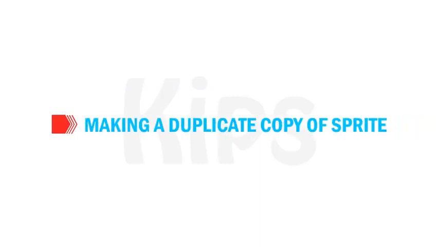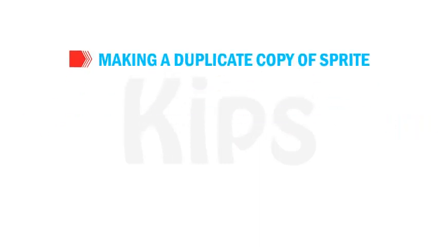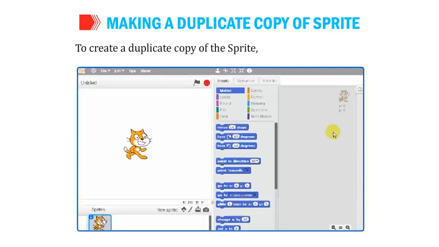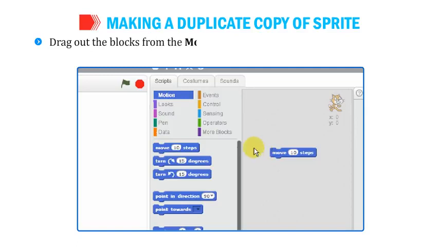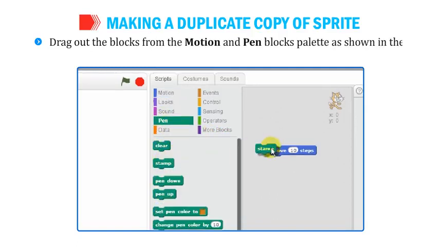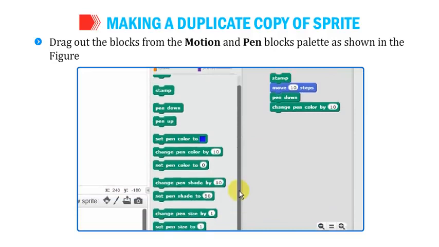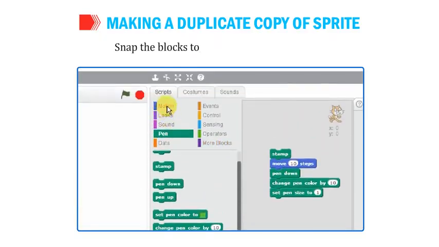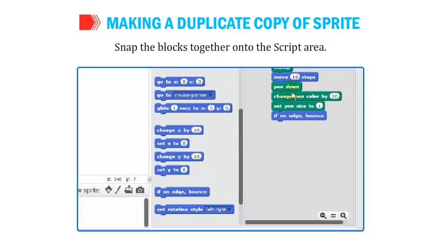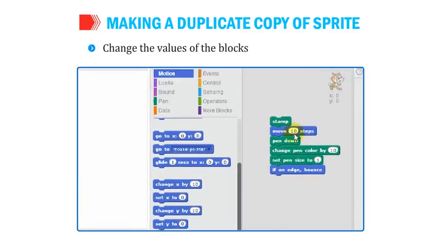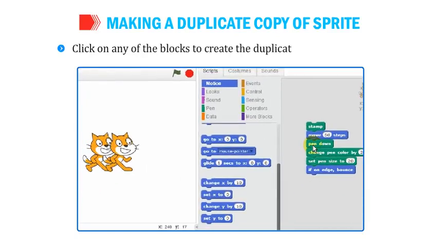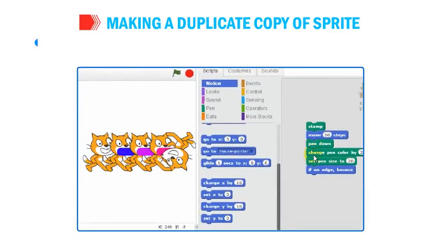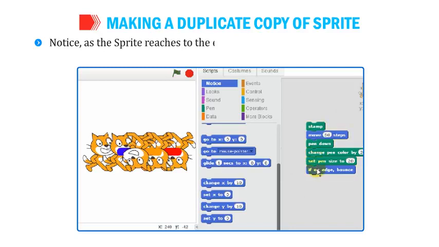Let's quickly learn about making a duplicate copy of sprite. To create a duplicate copy of the sprite, the stamp block is used. Drag out the blocks from the Motion and Pen Blocks palette, as shown in the figure. Snap the blocks together onto the script area. Change the values of the blocks, as shown in the figure. Click on any of the blocks to create a duplicate copy of the sprite. Notice as the sprite reaches the edge of the stage, it will bounce back and change its direction.